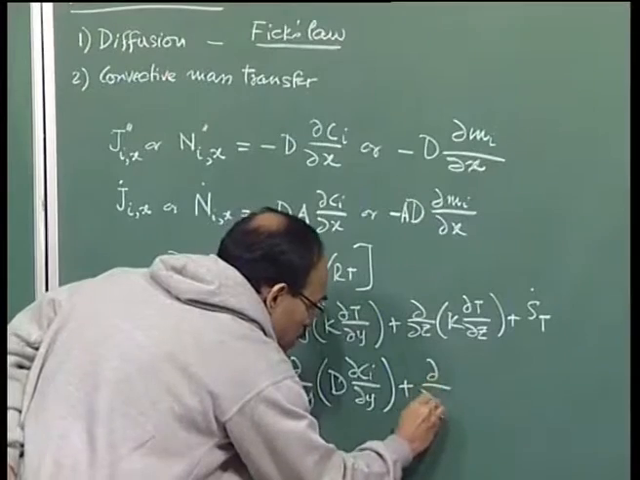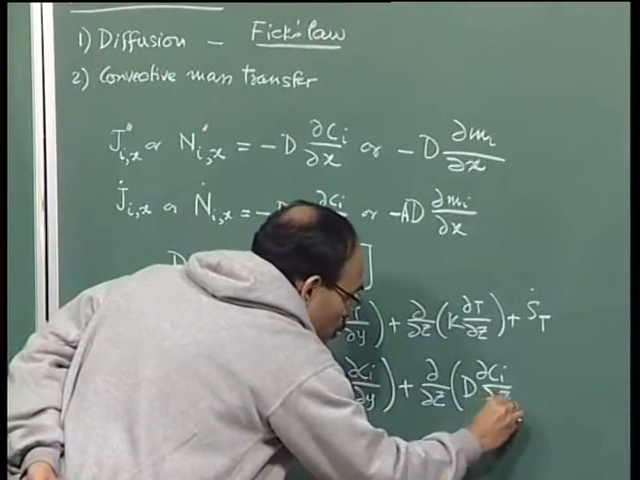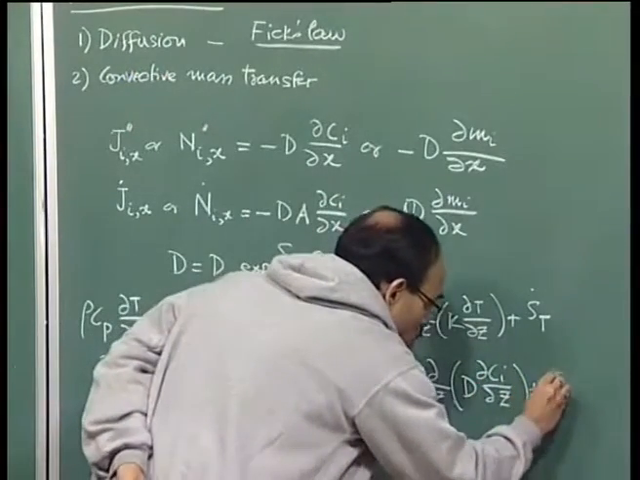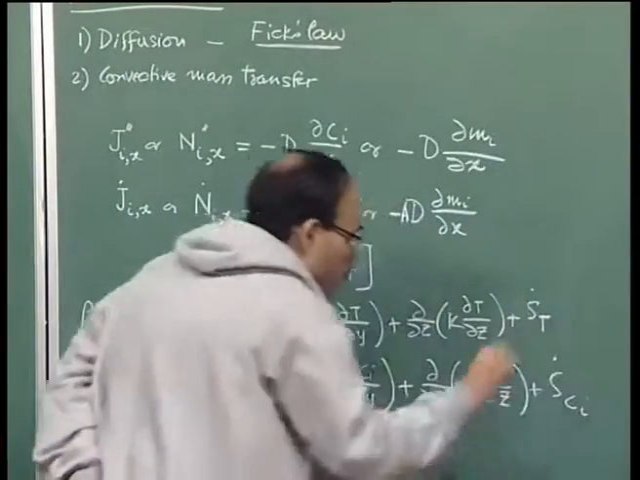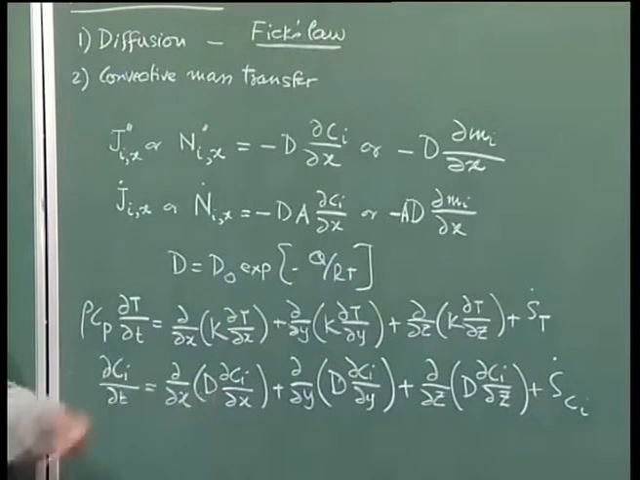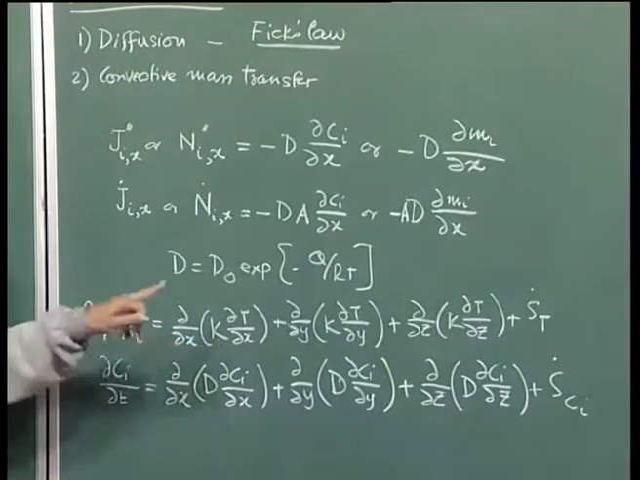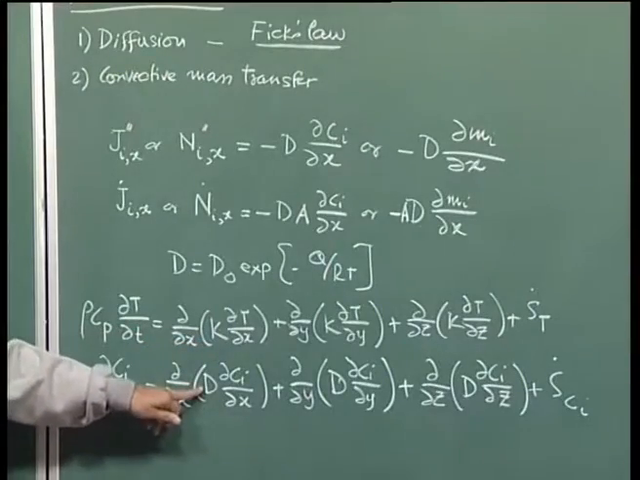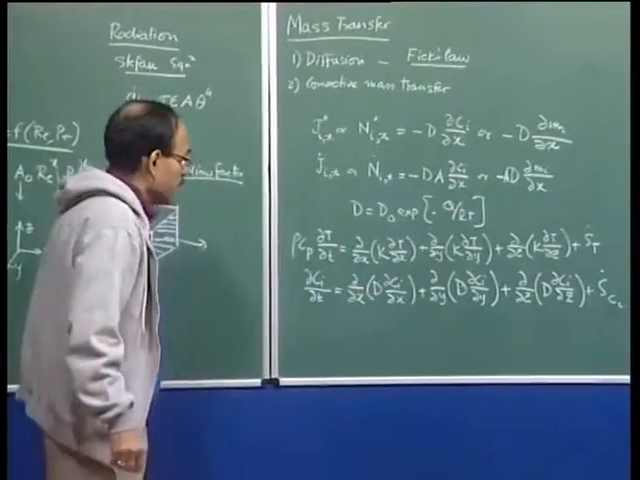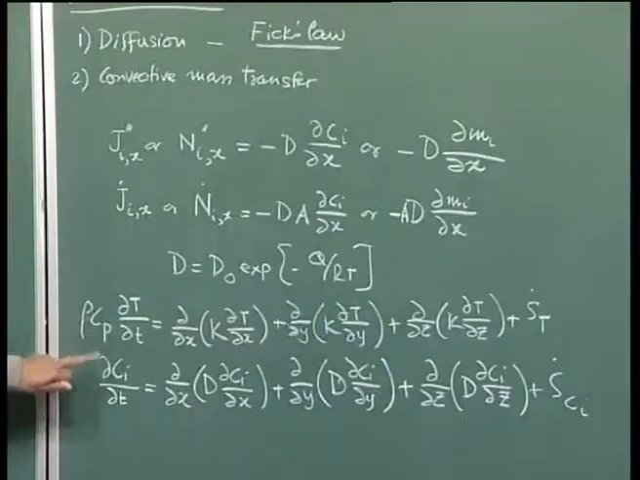So, as we see, there is a one-to-one similarity between mass diffusion and heat conduction. Replace K by D, replace T by C sub i, and you get the same equation. Note that K divided by rho Cp becomes the thermal diffusivity, which is synonymous with mass diffusivity. Both of these have units of meter square per second. So, if you can write one equation, you should be able to write the other equation.